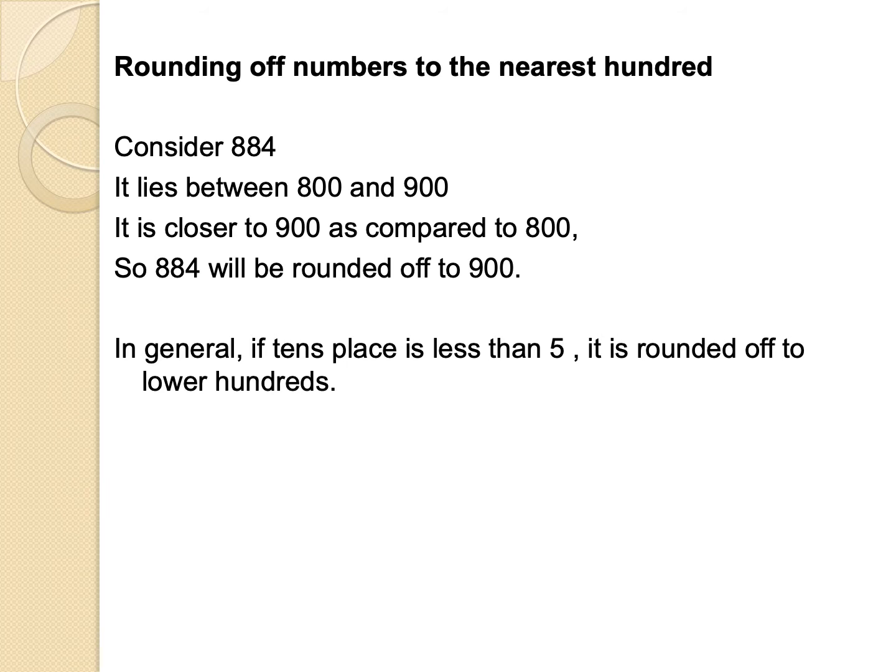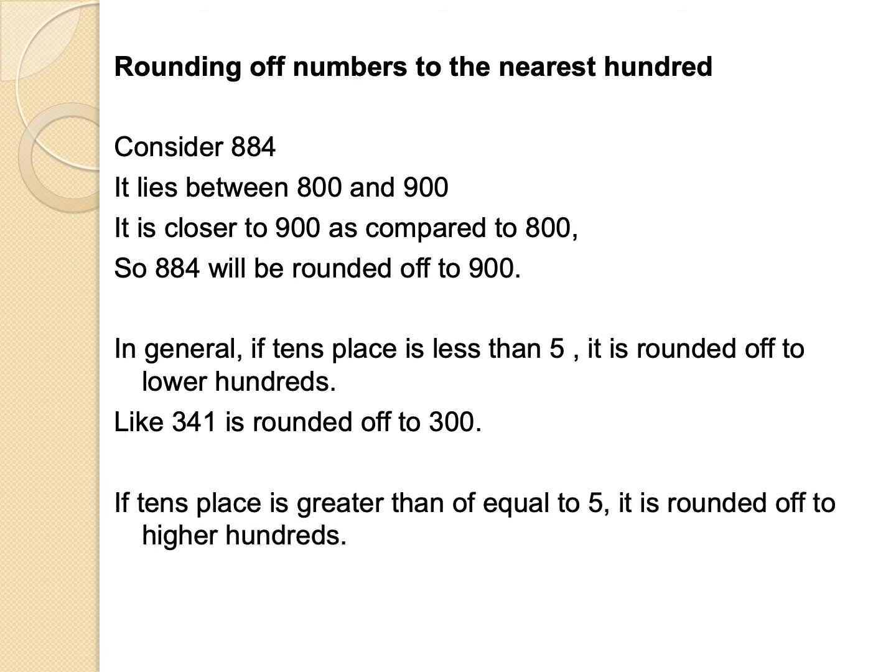In general, if tens place is less than 5, it is rounded off to lower hundreds. Like 341 is rounded off to 300 because in tens place we have 4. So 4 is less than 5, so it is rounded to lower side. So 341 is rounded off to 300.